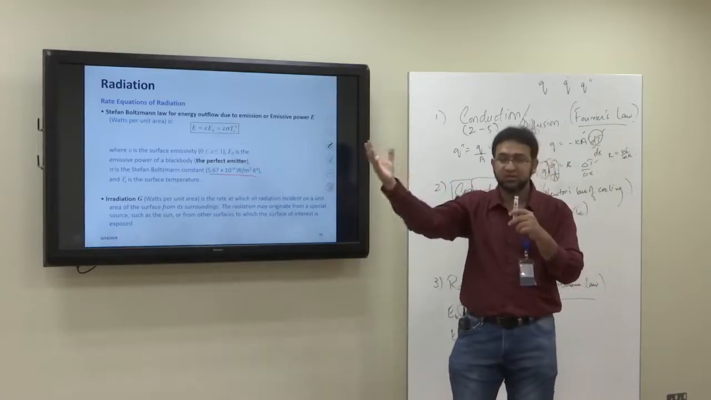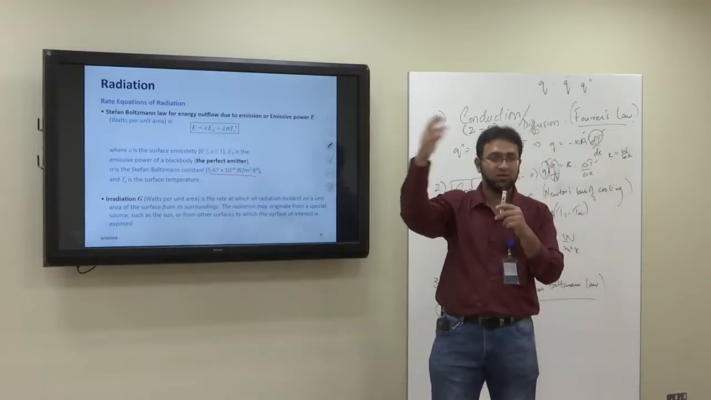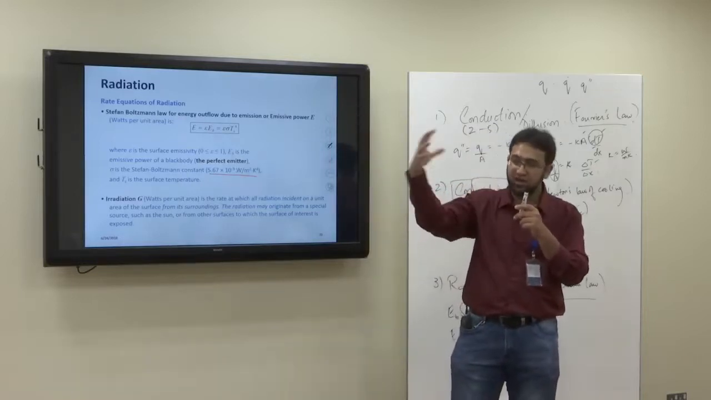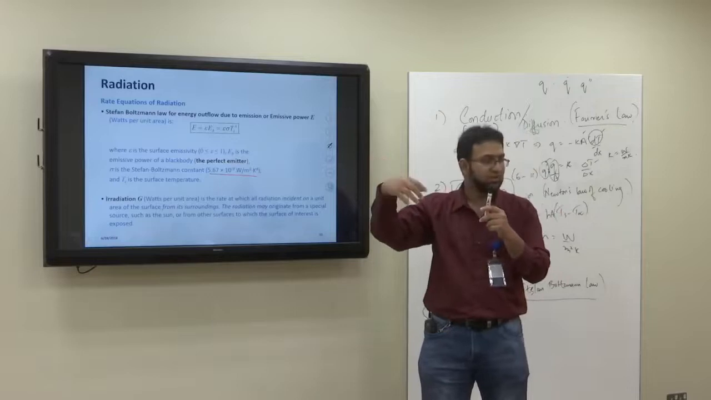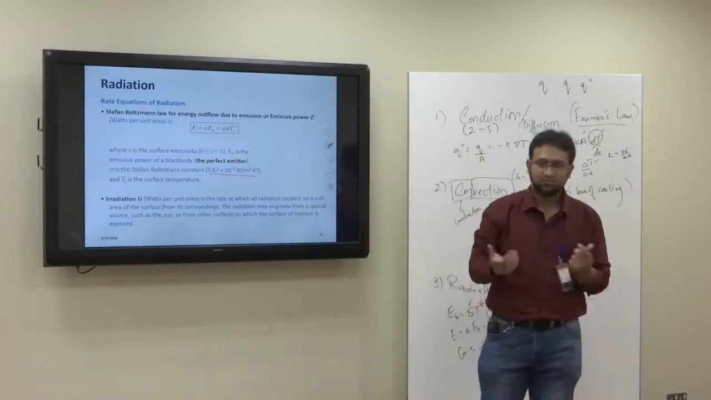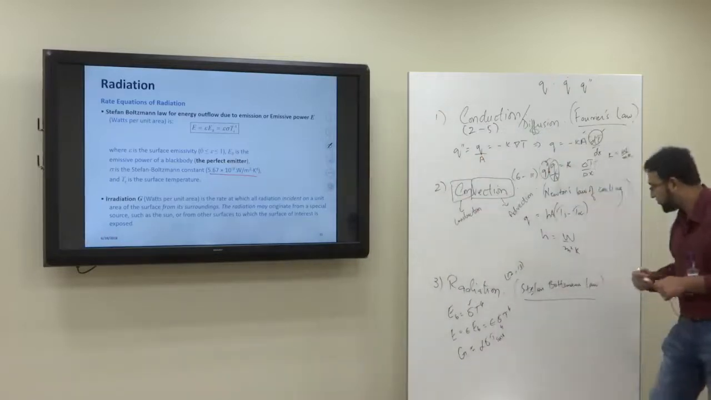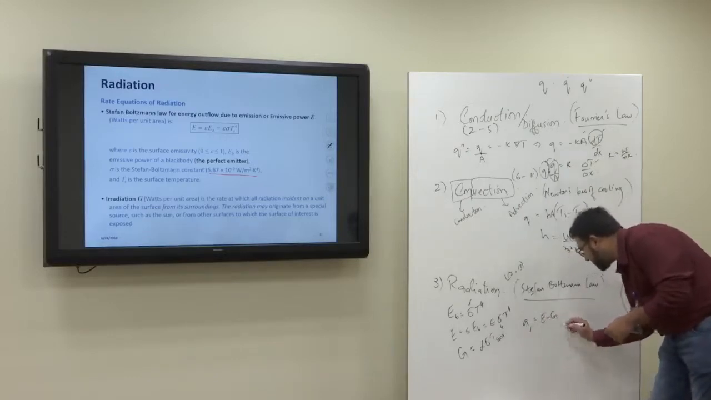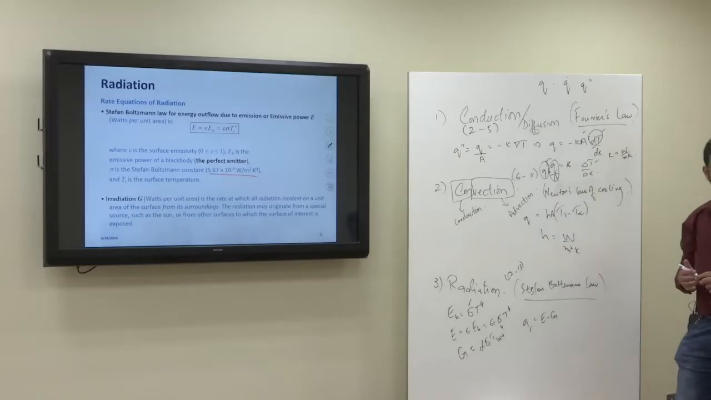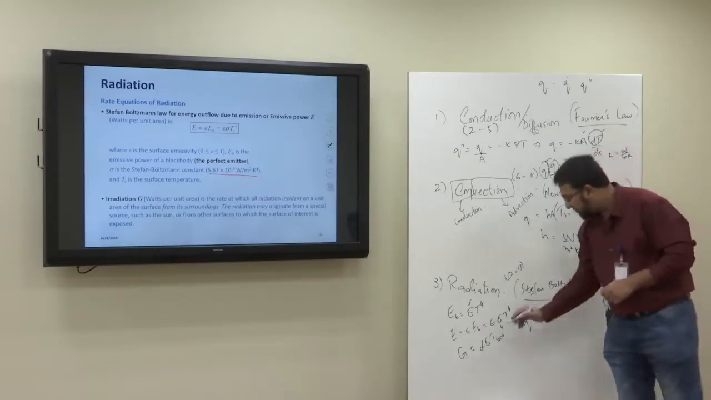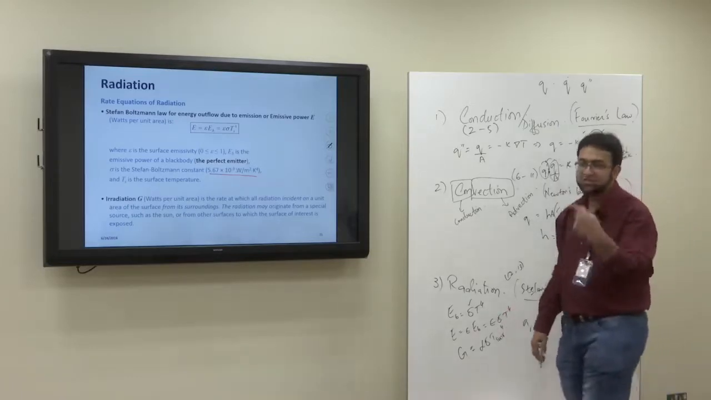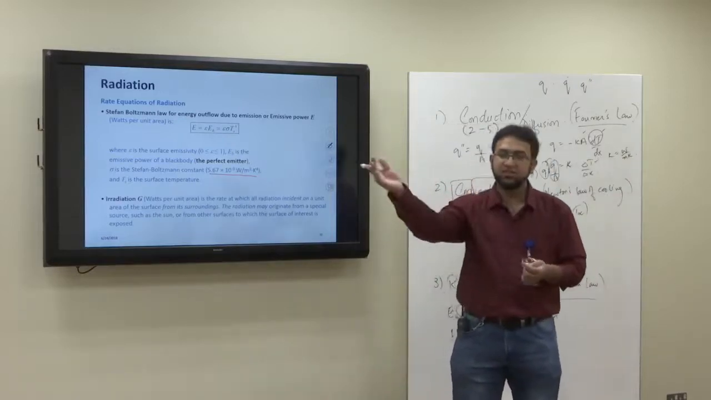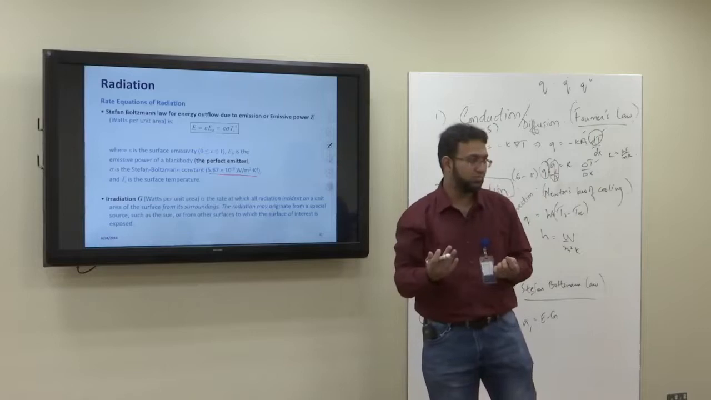So if large emit, less absorb, so Q will be net out. If large absorb, less emit, then Q will be net in. Right? It's like this. So Q in this case will be E minus G. Right? And normally for any body, its emissivity and absorptivity are the same. How much it can emit is equal to how much it can absorb.